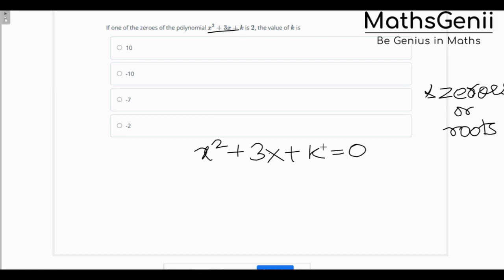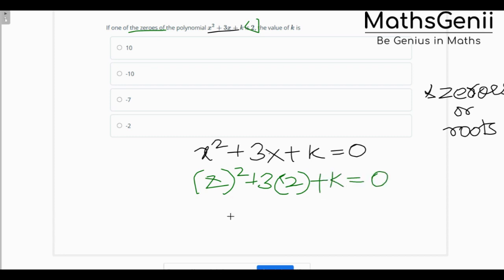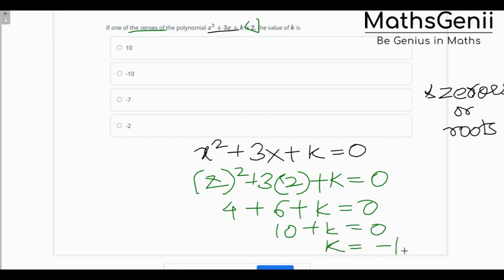Okay, now in the question he's telling me one of the zeros is 2. So in place of x, I can substitute 2 and very easily I can get the answer. So 2 square is 4, 3 2s are 6, plus k. So 10 plus k. So see, this is a 1 mark MCQ type question that had come in 2020 from the chapter polynomial. Okay, very easy question. Let's move to the next one.